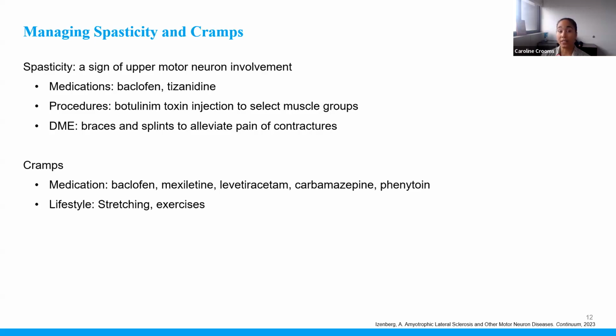And then a lot of DME, so braces and splints can alleviate the pain of contractures. For example, multipodus boots can help when people have a lot of pain in their Achilles tendon because they have weakness of foot dorsiflexion and they develop these contractures that can be really painful, but splinting them up can help.